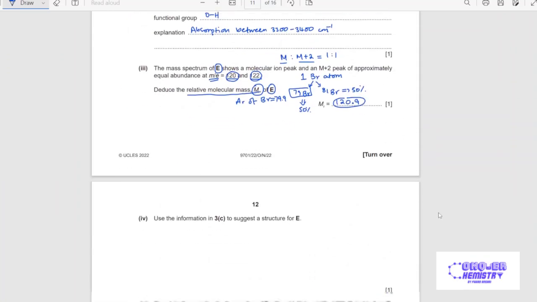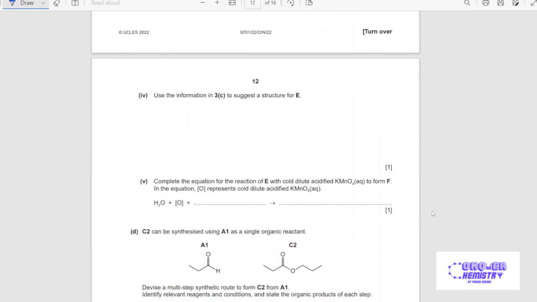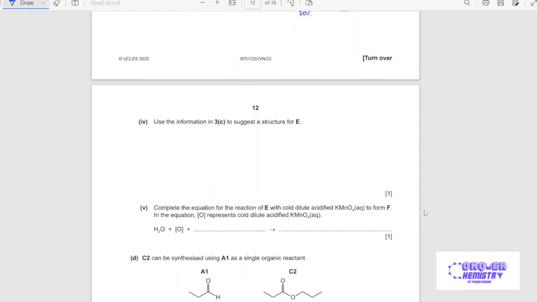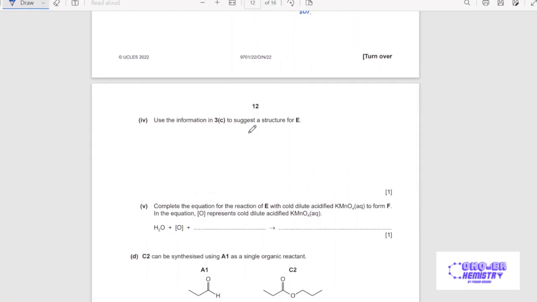Right. Use the information in 3 part C to suggest a structure for E. All right. Now, we know that compound E has a carbon-carbon double bond. So we're going to draw that in. And we know that it has a bromine atom as well. That is part of the structure. And so the rest is just going to be filled in with hydrogens.